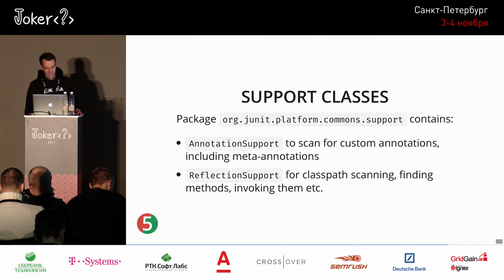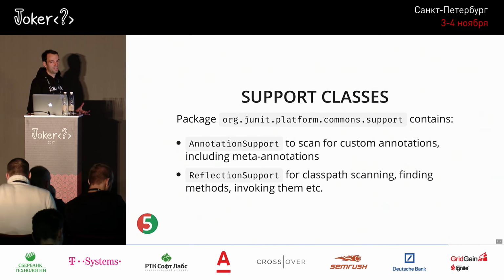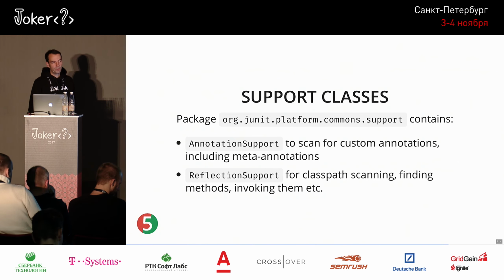And also there is reflection support. So if you want to implement your own test engine, you could use reflection support for class path scanning. So we expose that for you. But it can also be used just to find a method for a given class, or invoke this method, creating a new instance, and just little convenience methods that we also use throughout the JUnit code base.